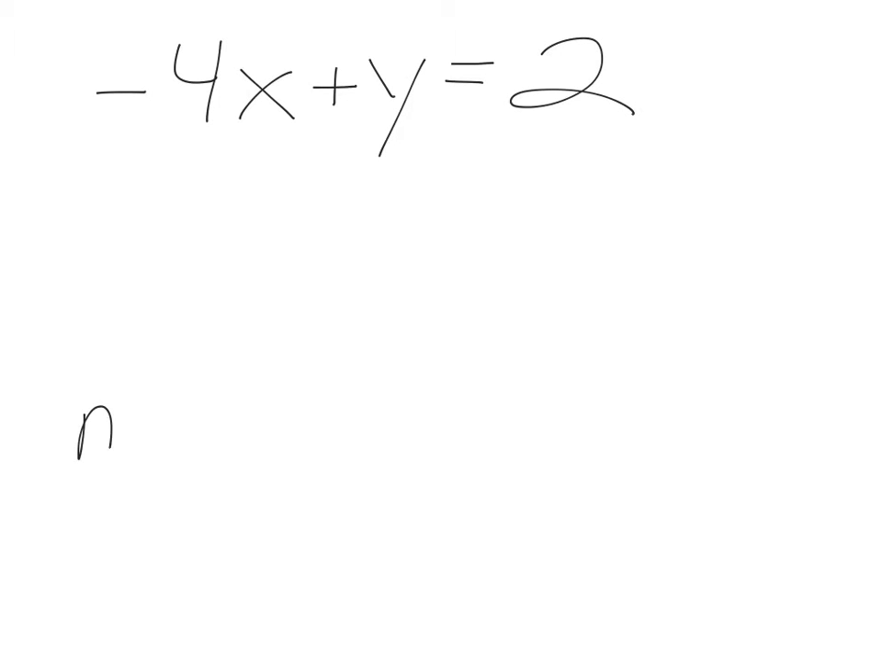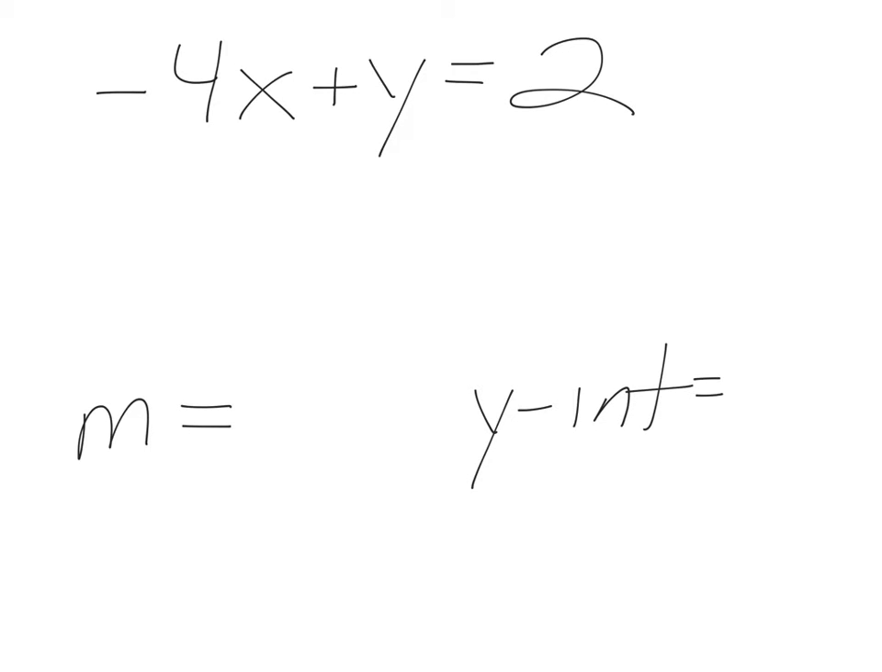Take a look at this equation: negative 4x plus y equals 2. From this equation, can you tell me what is the slope and what is the y-intercept? I want you to take a few minutes, so we'll pause the video, and I want you to think about it. How could you find the slope and the y-intercept?